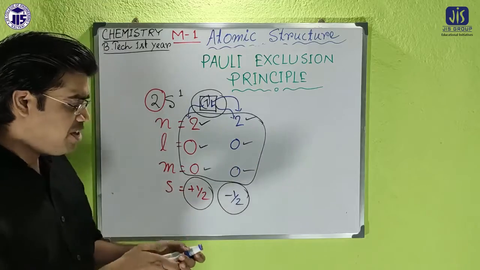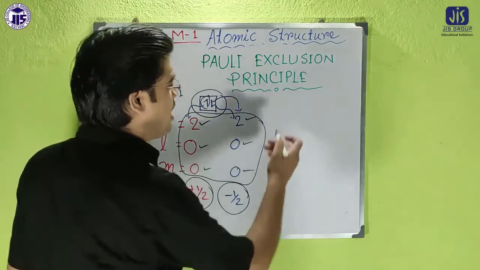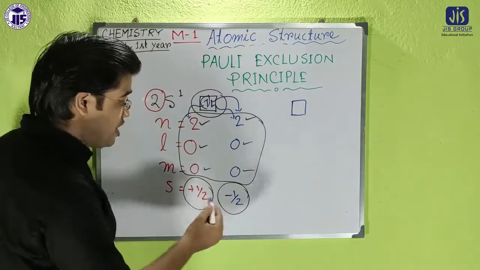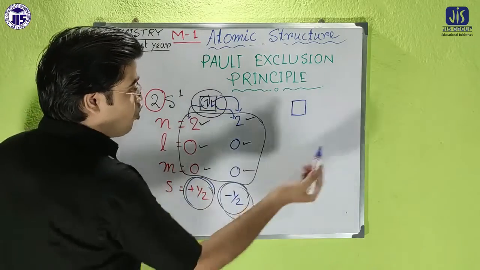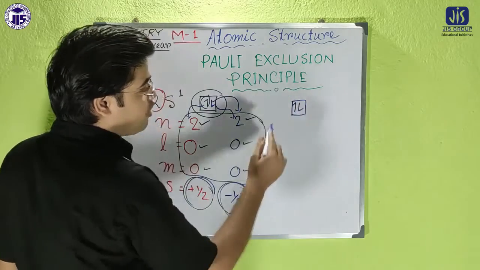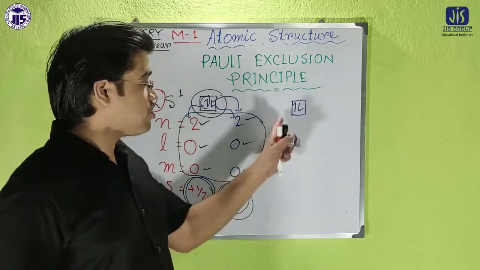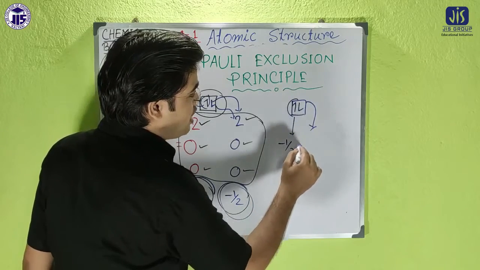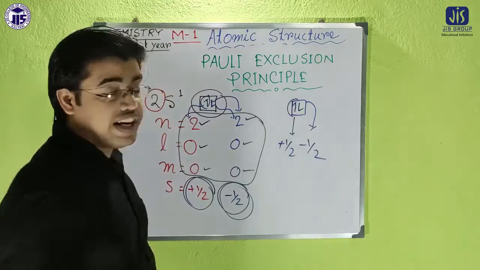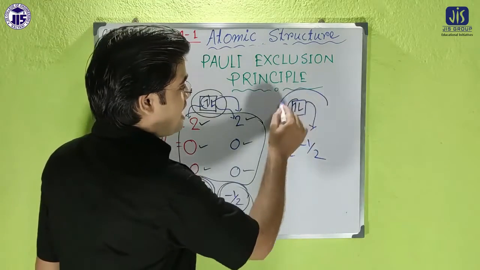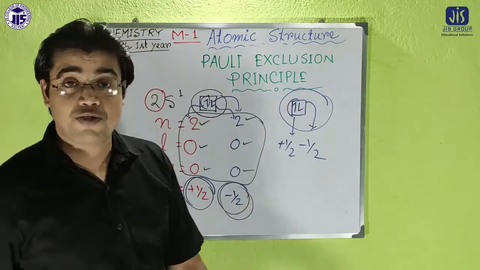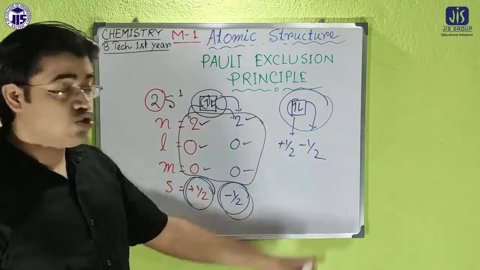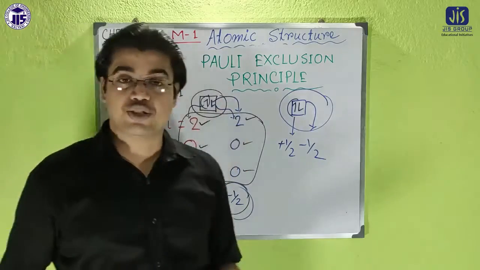And depending on that principle, we can also predict that in a particular orbital, the spin quantum number varies. So obviously the maximum number of electrons it can carry will be 2, because if one spin is plus half, the other spin will be minus half. So the maximum carrying capacity of electrons in a particular orbital is 2. We can also get this information from the Pauli Exclusion Principle.